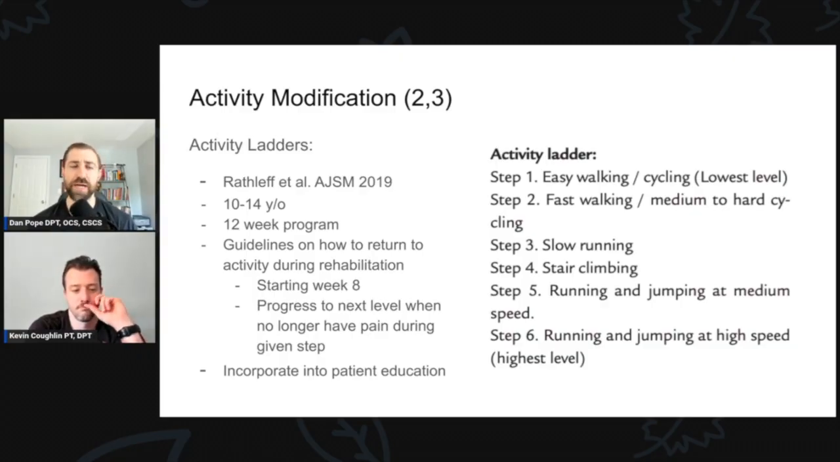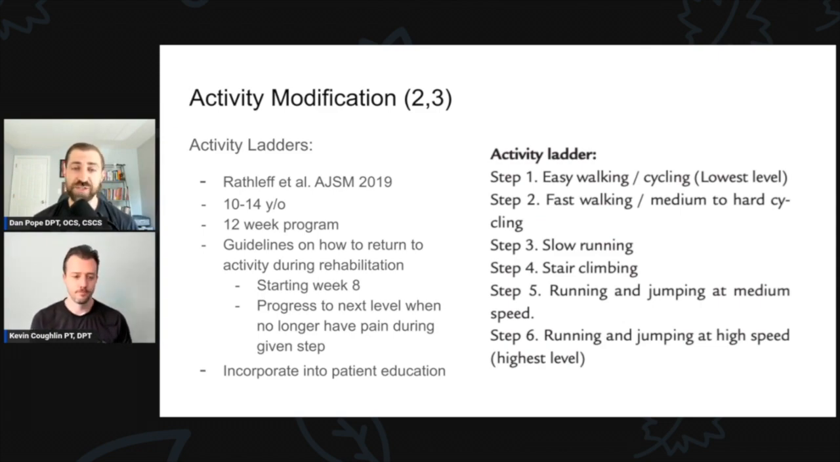Basically, they're giving guidelines on how to return to activity during rehabilitation. What's a little different from what I do and what was done in this study is that they didn't start this activity ladder until week 8. These patients have patellofemoral pain, and they got exercises that were progressive in nature up until week 8. Then at week 8, they started this activity ladder with the goal of finishing it by week 12. They also exercised during weeks 8 to 12, but they incorporated this activity ladder as well. The idea is that the activity ladder has progressively more challenging motions, and you progress to the next level when you no longer have pain during that given step.